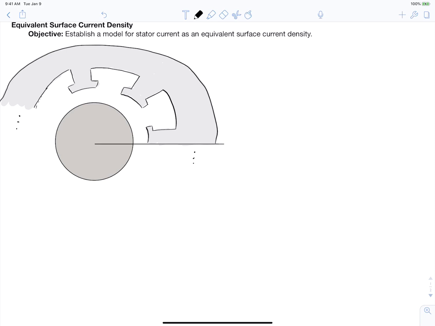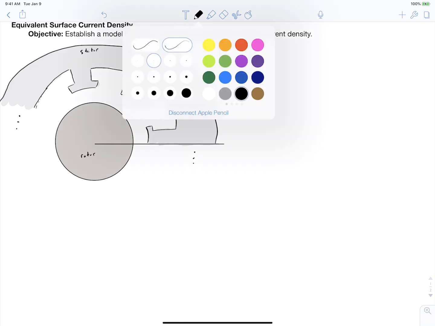The objective of this video is to establish a model for stator current as an equivalent surface current density. You'll see that I've sketched on here a cross-section for an electric machine, and I've just sketched a portion of the stator. So we've got the stator out here, and we've got a rotor in the center. And we're not too concerned about what that rotor looks like. It could be a permanent magnet rotor, it could be an induction motor rotor, doesn't really matter.